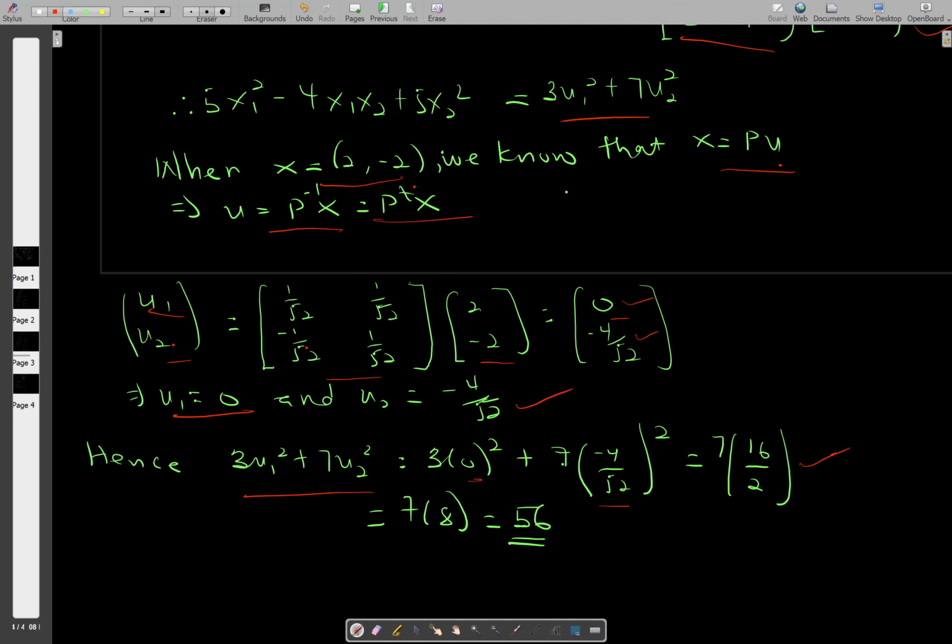See, the first term gives us 0, and the second is 16 over 2. Okay, and we know that 16 over 2 is 8. And 8 times 7 is 56.